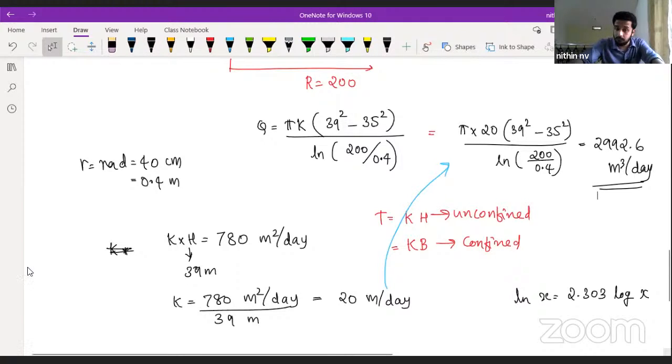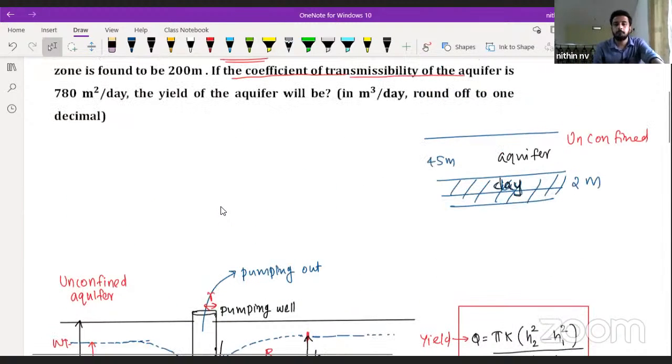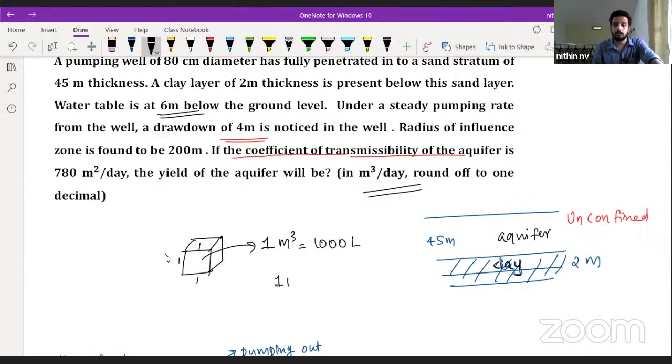Unit is also very important. Check in which unit they are asking. If it is meter cube per day, then comfortably we got the answer. Sometimes liters per day can be asked. Always remember, 1 meter by 1 meter by 1 meter, that is 1 meter cube, can hold 1000 liters of water. So 1 meter cube is equal to 10 raised to 3 liters. If they are asking in liters, multiply by 10 raised to 3.